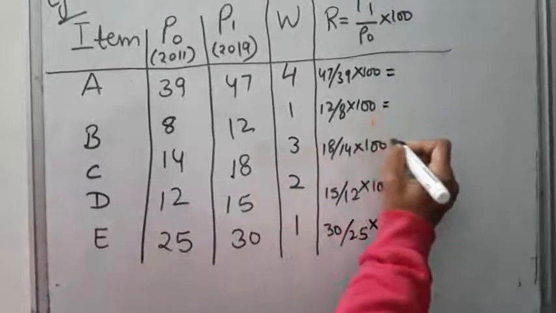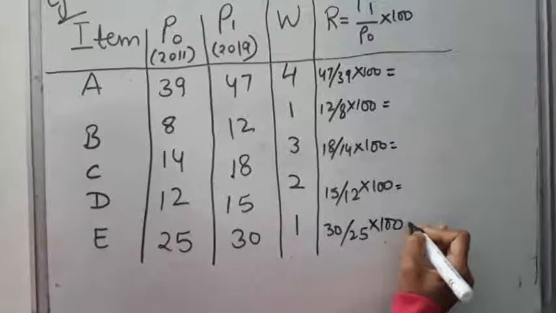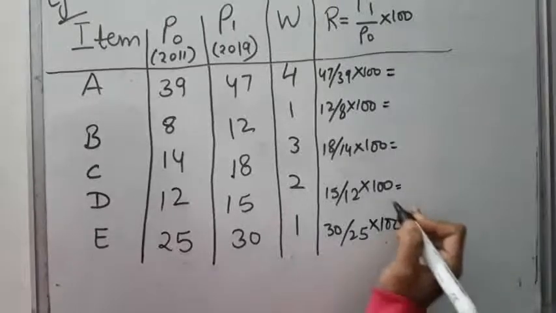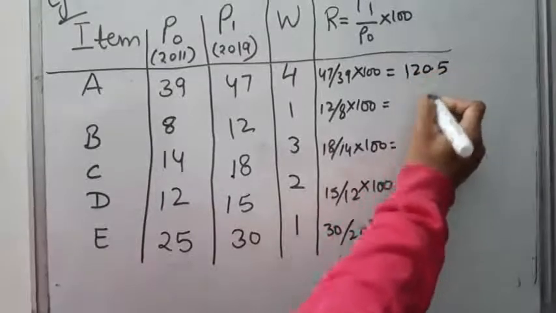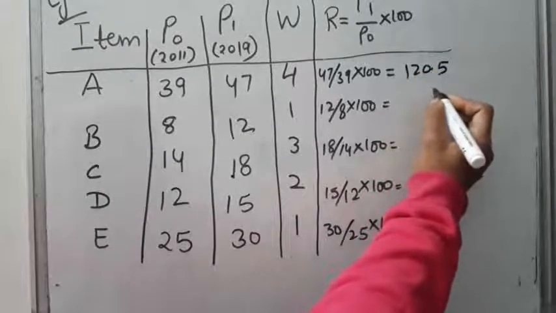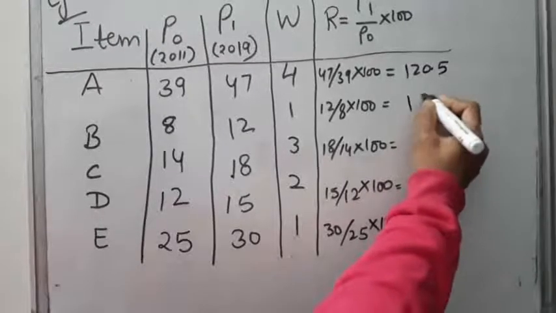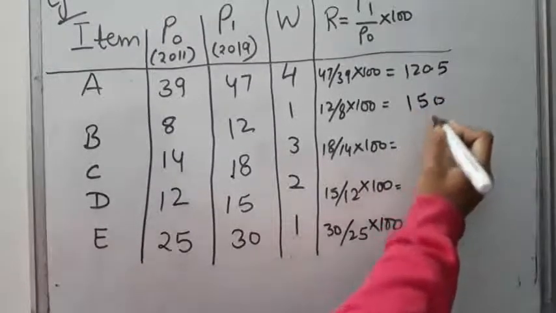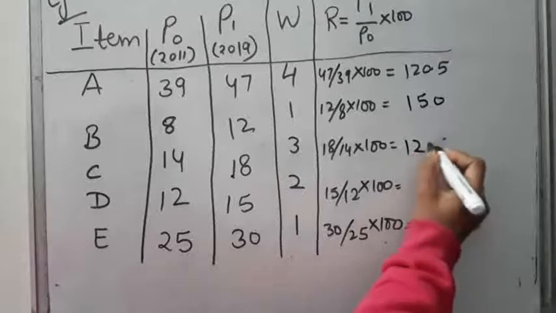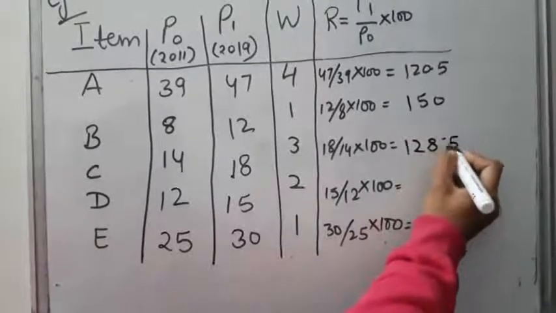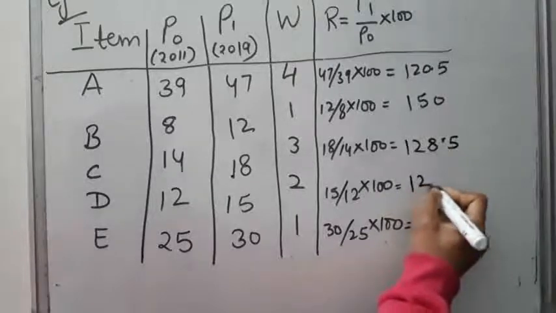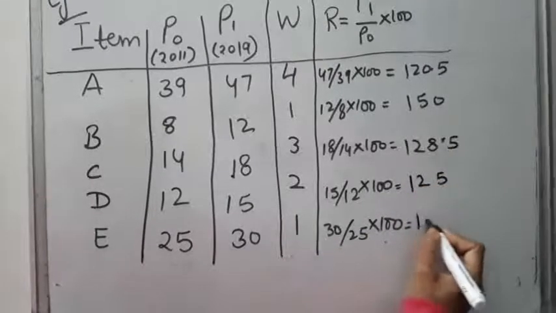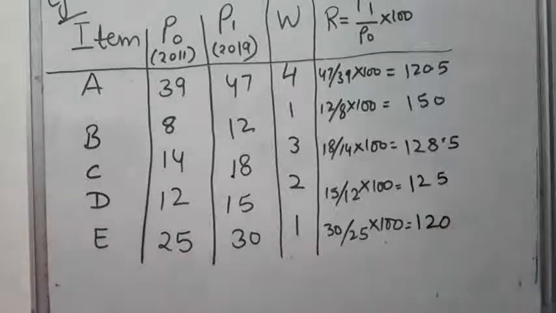We will get the values here: 120.5, then 150, 128.5. Here we will get 125, and in the last we will get 120. So we now have the relative prices.